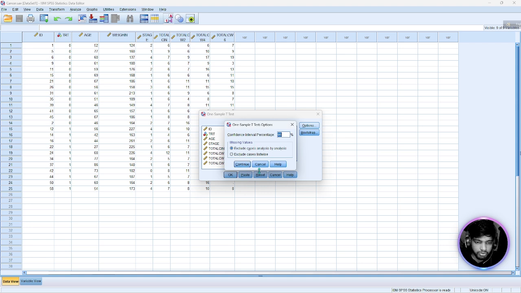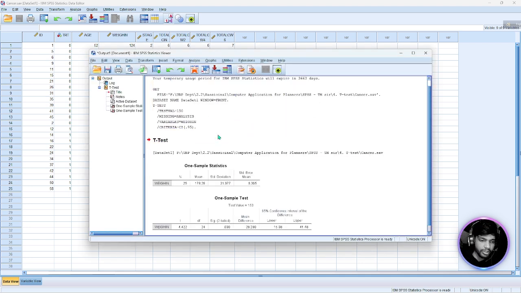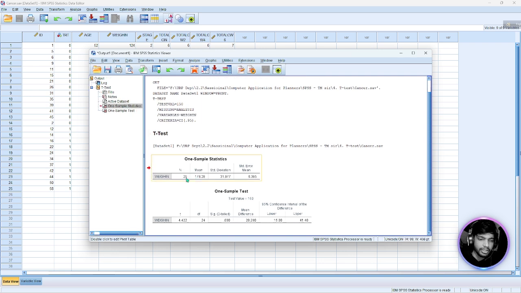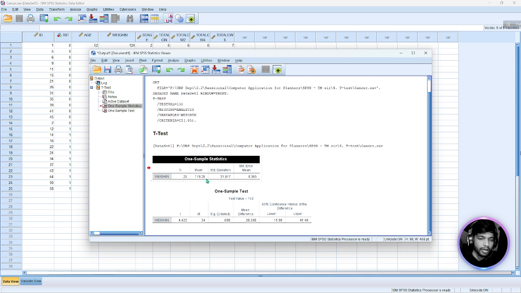And this is the options button. There is no change, but if you think the confidence interval percentage should be changed, you can change it from here. I think that is good for me. 95% is always the default, and I will just click OK. Here is the output.